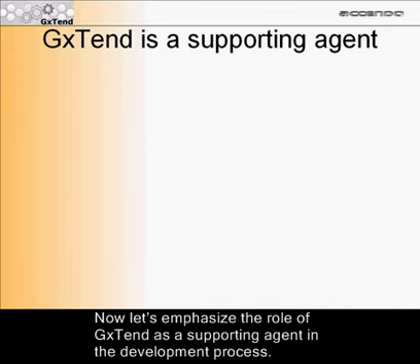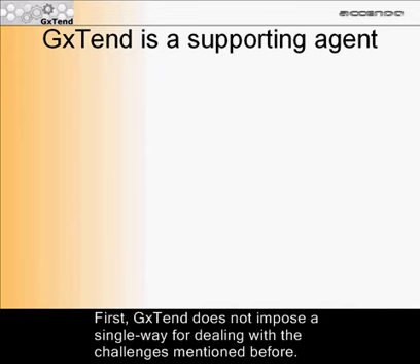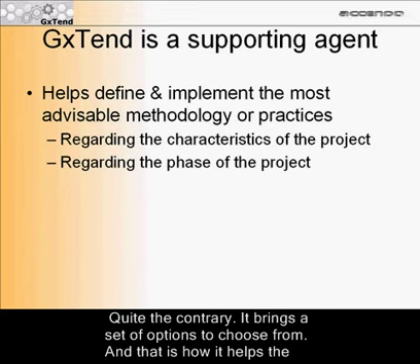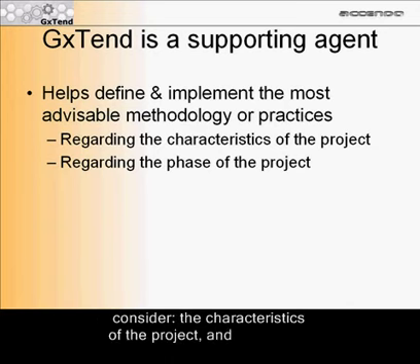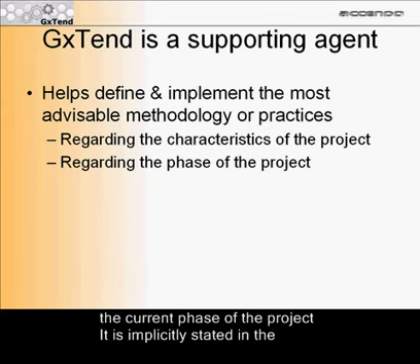Now let's emphasize the role of GxTend as a supporting agent in the development process. First, GxTend does not impose a single way for dealing with the challenges mentioned before. Quite the contrary, it brings a set of options to choose from. And that is how it helps the organization define and implement the most advisable practices, because the organization must consider the characteristics of the project and the current phase of the project.